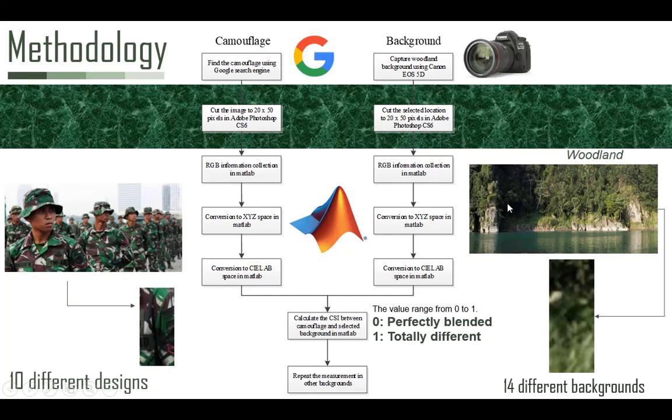Why is that? Because I would like to evaluate that camouflage with the background with different LAB colors. For example, in here is a little bit dark, in here is a little bit bright, in here is a bit white. So I would like to see how this camouflage works in those backgrounds. And I would like to take the average of the CSI for each location. So, okay, 14 backgrounds or locations in here.